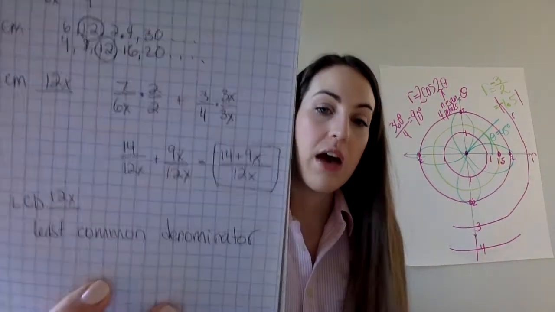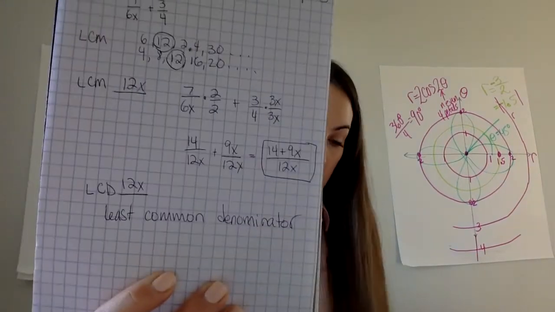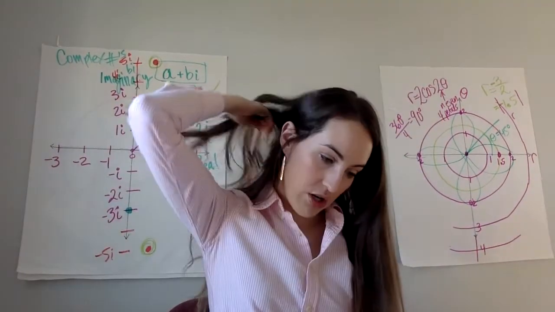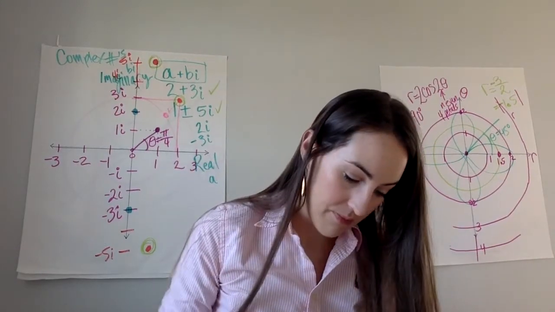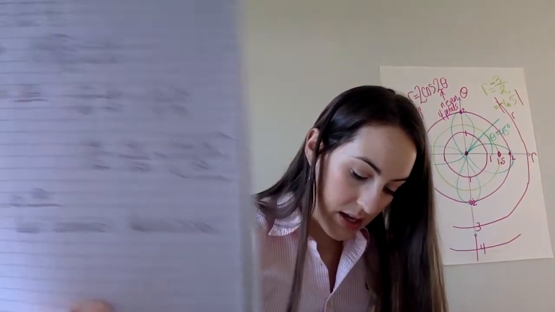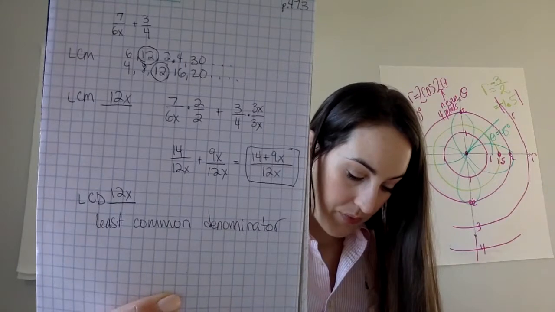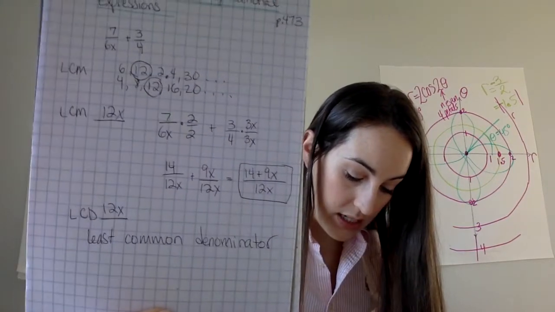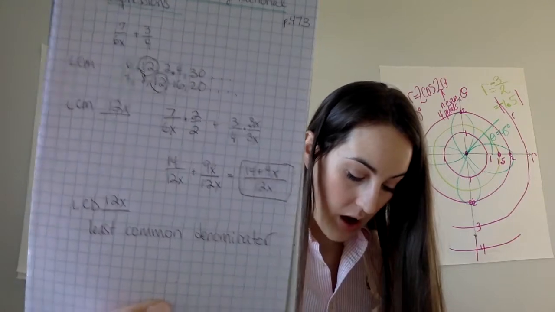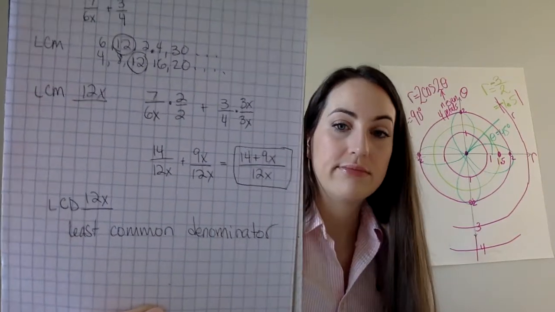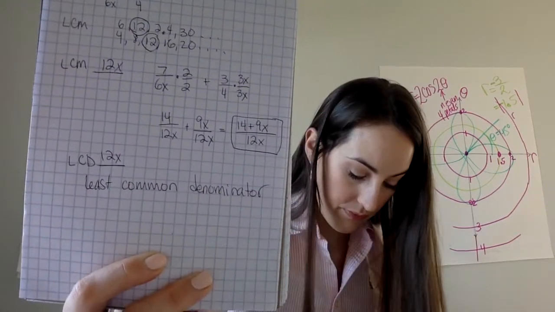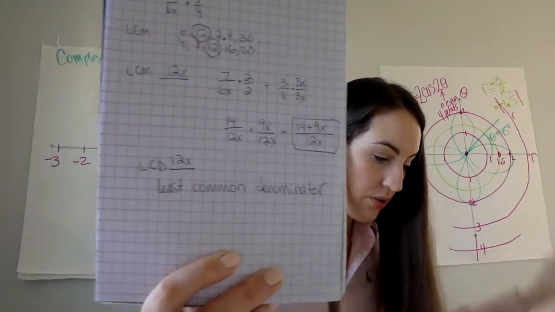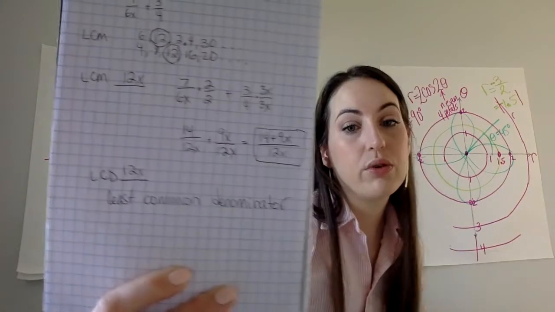Okay, and we have a blue definition box for ourselves on page 473. So make sure you're in your book on 473. It says least common denominator, LCD. The least common denominator, LCD, of two fractions is the LCM of the two denominators. Okay. Let's go ahead and flip over a page to 474, and we're going to work through example number 1.